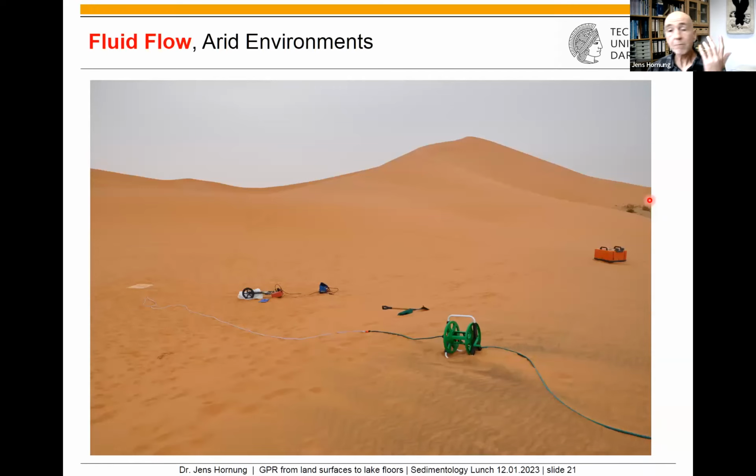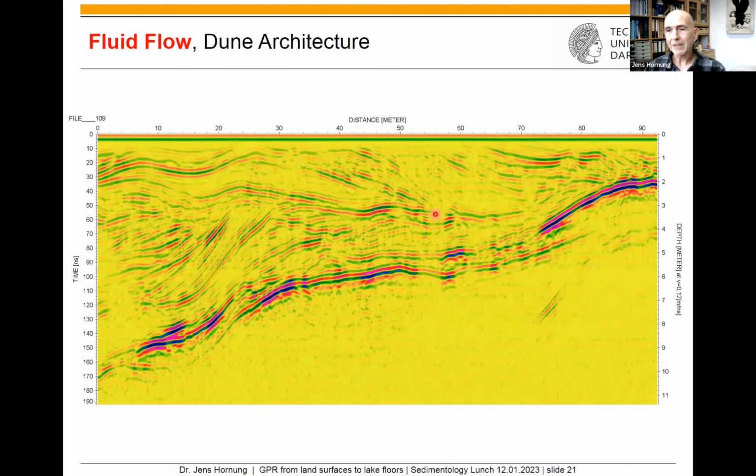And next topic, fluid flow, arid environments. So this is the desert of Saudi Arabia. And in the desert, we have dunes, and sedimentologists like dunes, of course, very nice features. And we will see a GPR section running from roughly here to this point. And well, very nice deep penetration.